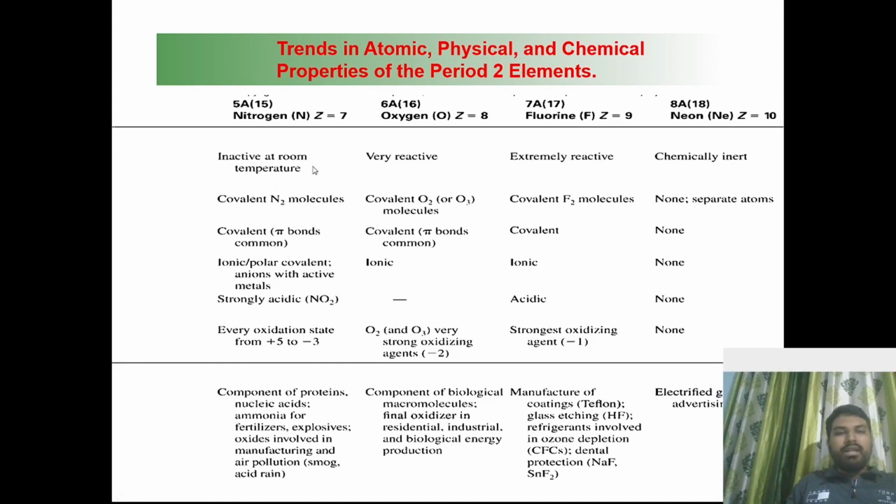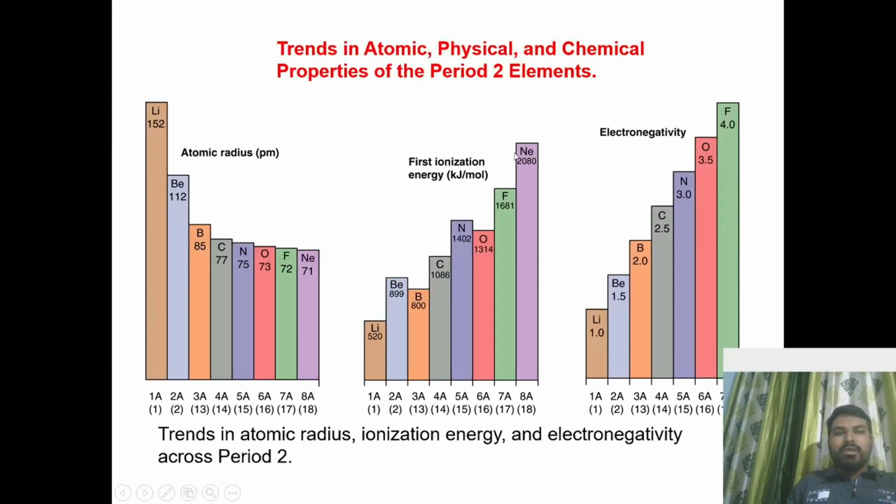These are the inactive, at room temperature, covalent nitrogen molecules. Oxidation states have been given, and examples at the end. Now these are the trends in atomic, physical and chemical properties: lithium, beryllium, boron, carbon, nitrogen, oxygen, fluorine, neon.